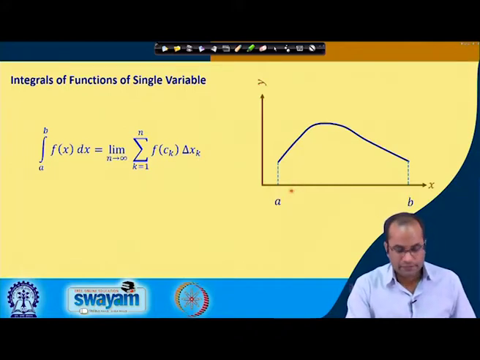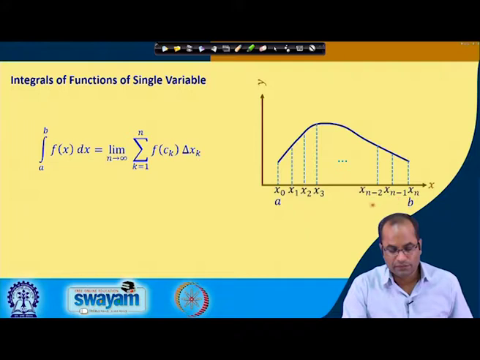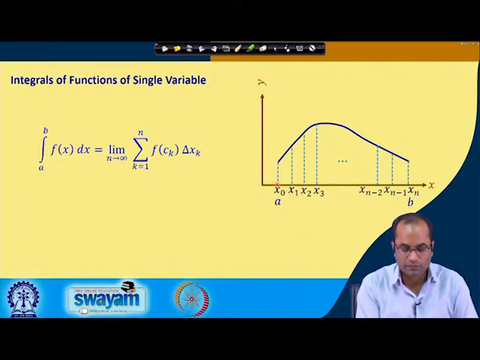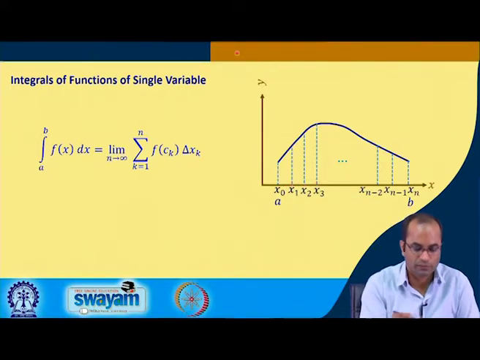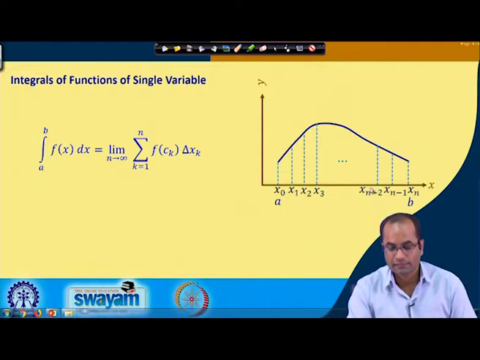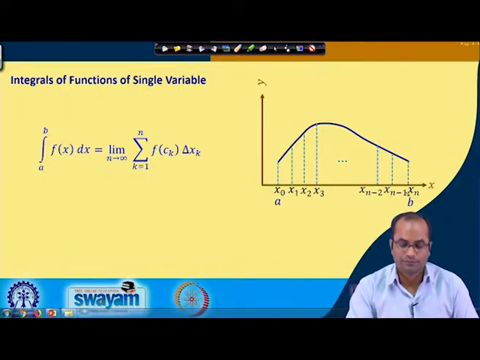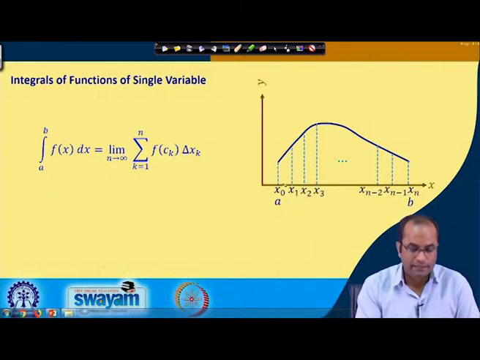If we divide this domain from a to b into several pieces, let us denote the first point a by x 0, then we have x 1 here, x 2, x 3 and so on, x n minus 2, x n minus 1 and x n. So, we have divided the whole range a to b into n intervals, and then in each interval we have taken a point. It could be a middle point or any other point here.